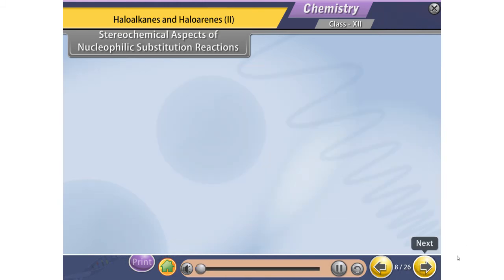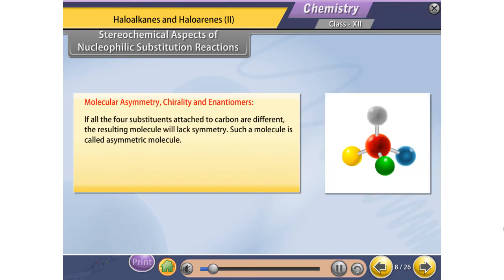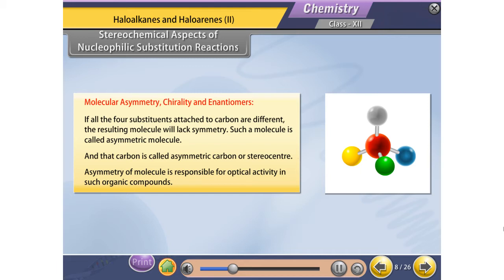Assessment. Stereochemical aspects of nucleophilic substitution reactions. Molecular asymmetry, chirality, and enantiomers. If all the four substituents attached to carbon are different, the resulting molecule will lack symmetry. Such a molecule is called an asymmetric molecule, and that carbon is called an asymmetric carbon or stereocenter. Asymmetry of the molecule is responsible for optical activity in such organic compounds.